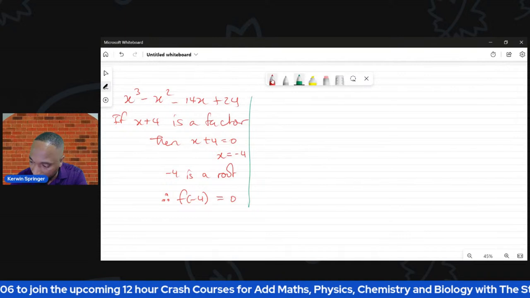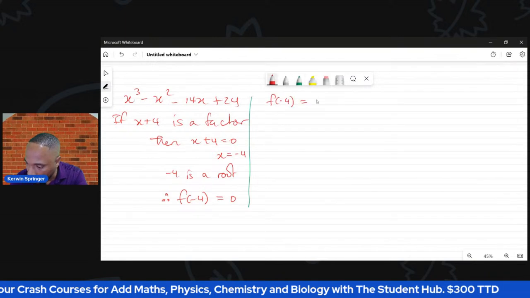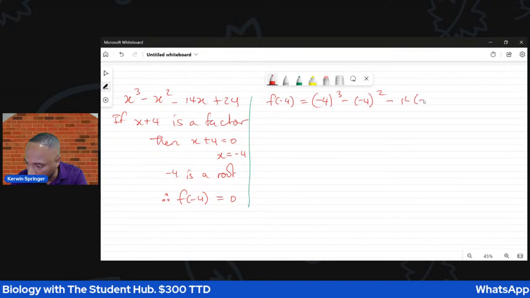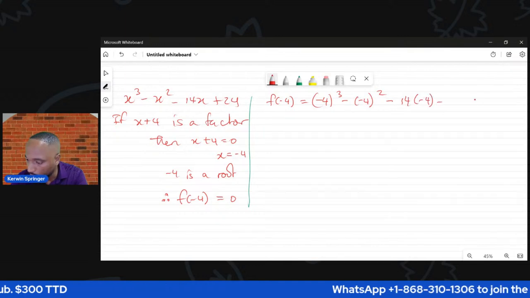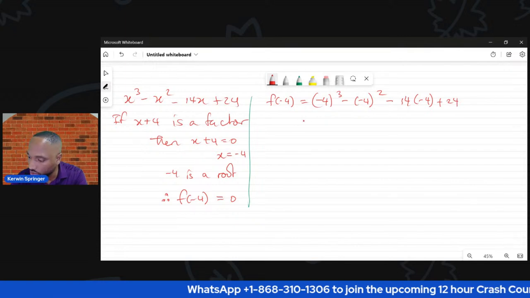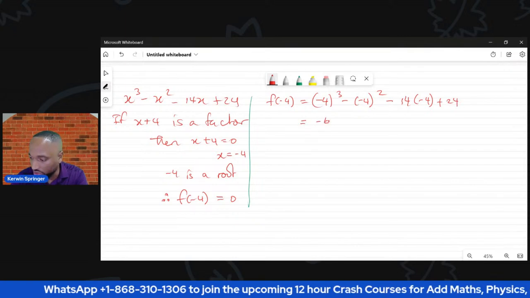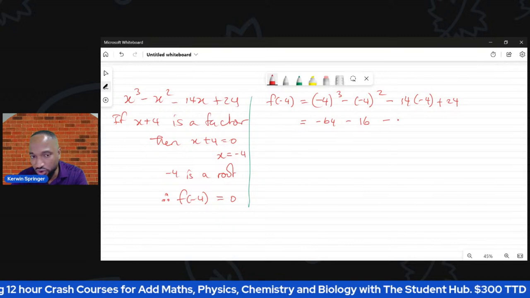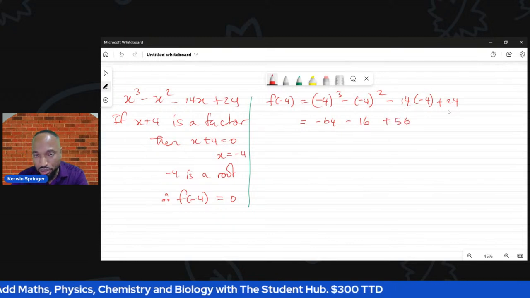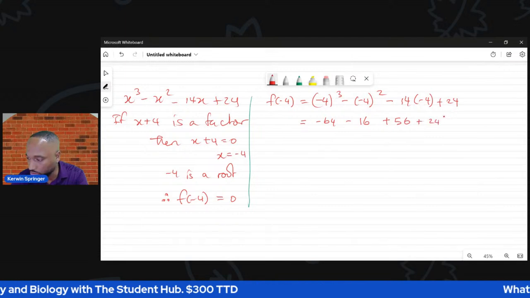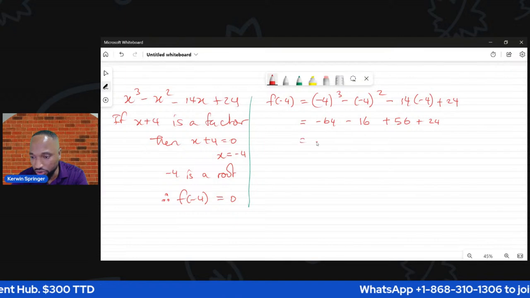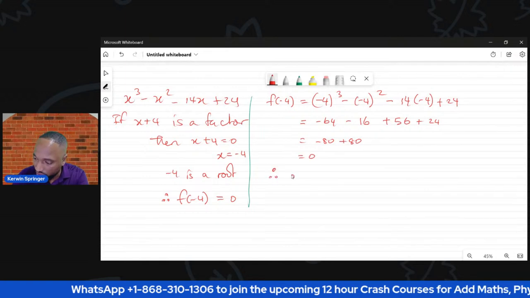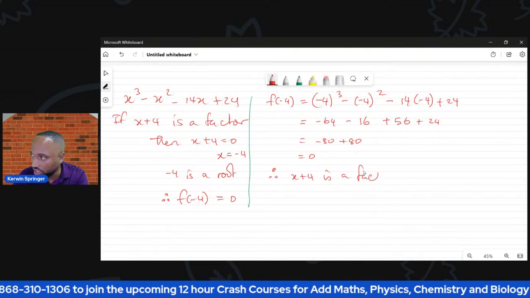So let's test. f of negative 4 is negative 4 cubed minus negative 4 squared minus 14 by negative 4 plus 24. 4 by 4 by 4, one negative, so negative 64 minus positive 16 minus 14 by negative 4 is 16 plus 40, 56, plus 24. This will add up to be 80. One negative, one positive equals 0. Therefore, x plus 4 is a factor, it's a linear factor.